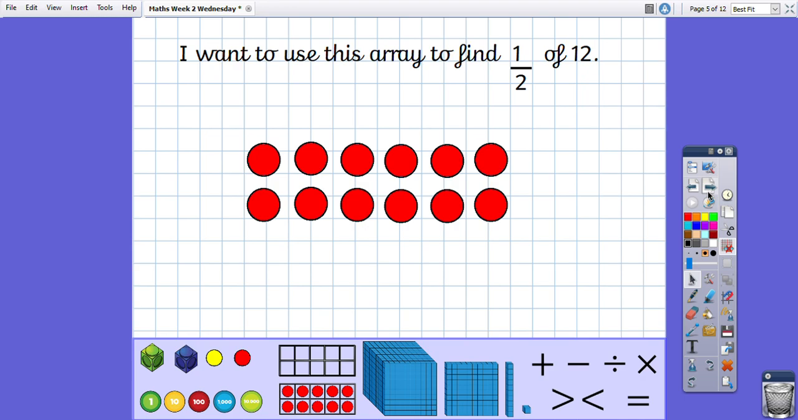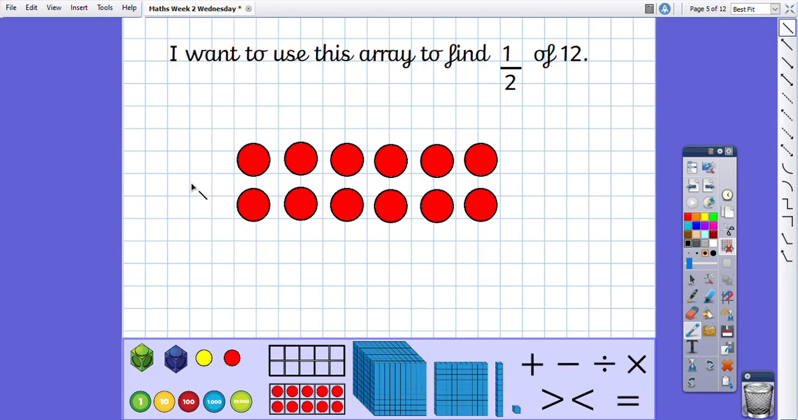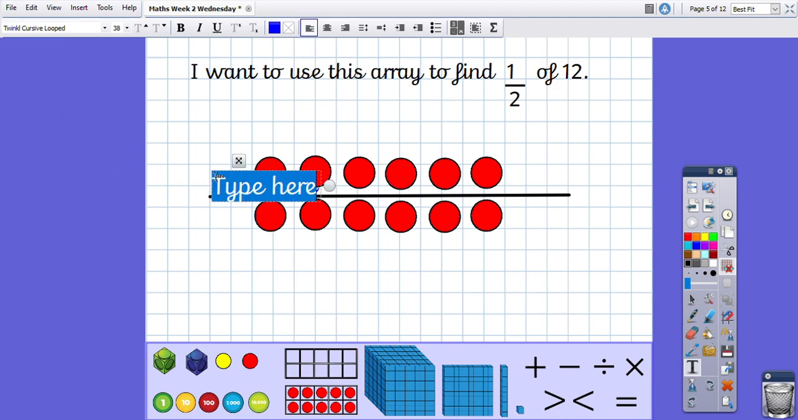I want to use this array to find 1/2 of 12. Now you should all be very familiar with arrays. We've done lots of work on them at school. I'm going to be really sneaky and clever, and I'm going to split this array straight down the middle to make 2 groups. So look, you can see I've got group 1 here and then I've got group 2 here.